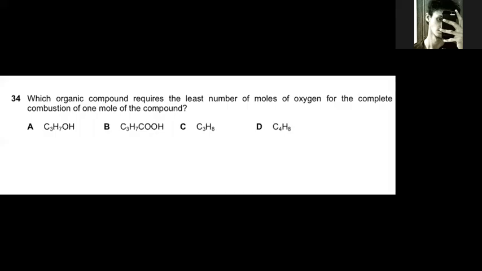Okay, so we're doing MCQs from moles. The first question is, which organic compound requires the least number of moles of oxygen for the complete combustion of 1 mole of the compound?